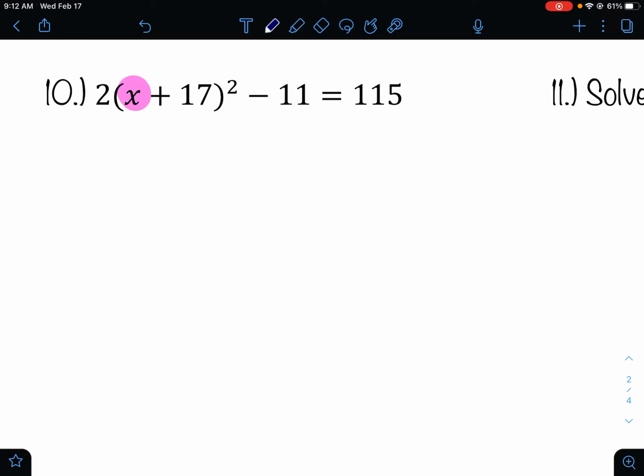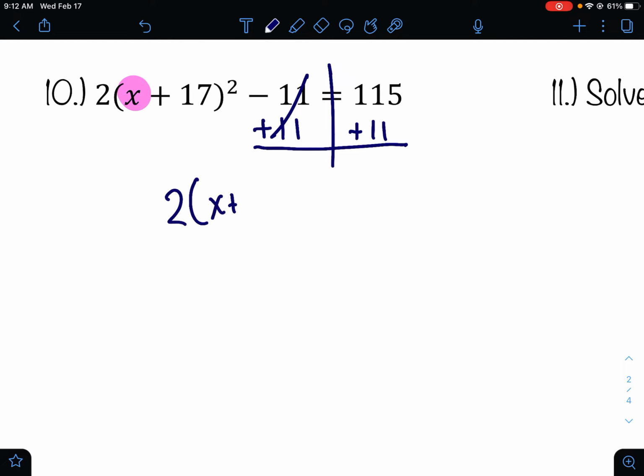So I told you guys in the story here that if x said he has a bomb, here's the door. We need to get everything outside. The first one that's going to go is the 11. So we add the 11 to the other side. 11 is out of the door safely. We now have 2, and then x plus 17 squared equals 126.